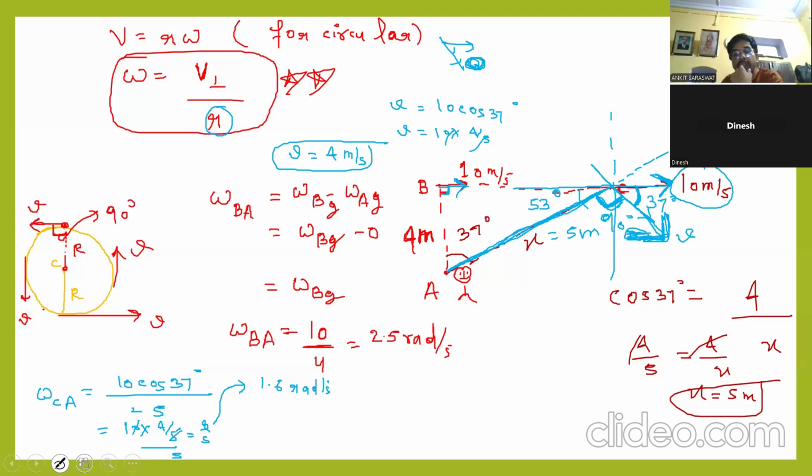Sir, but the object is going in a straight line only, no, sir. Yeah, it is going in a straight line. Then how can it have angular velocity, sir?